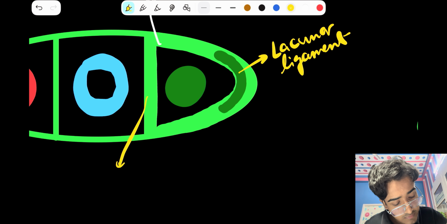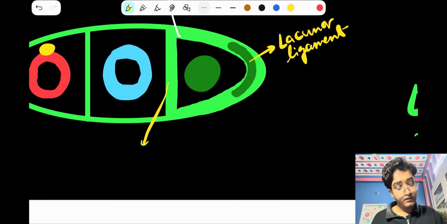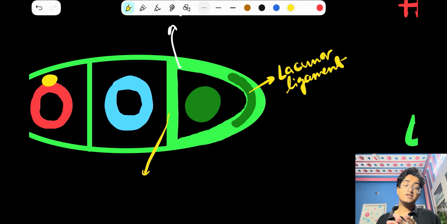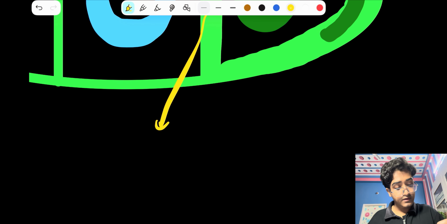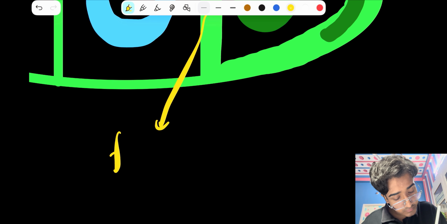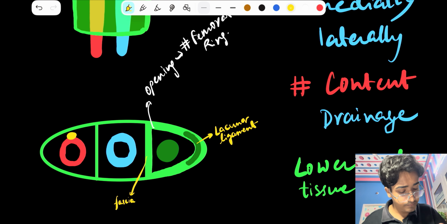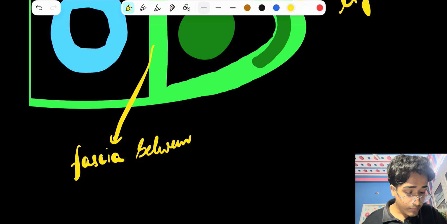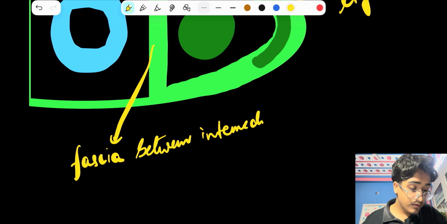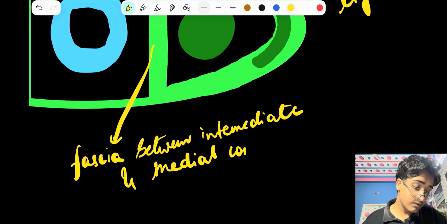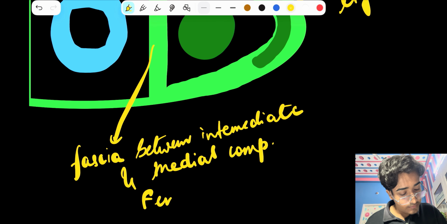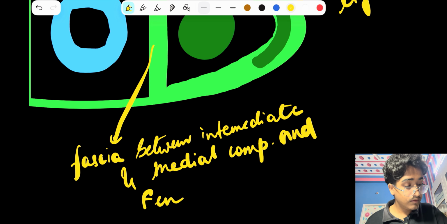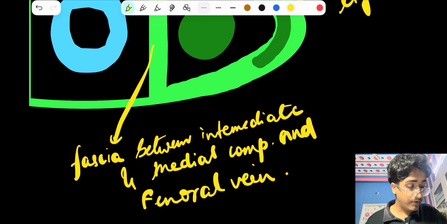Then laterally we have this fascia, which lies between the intermediate compartment and the medial compartment, and laterally it also includes the femoral vein.